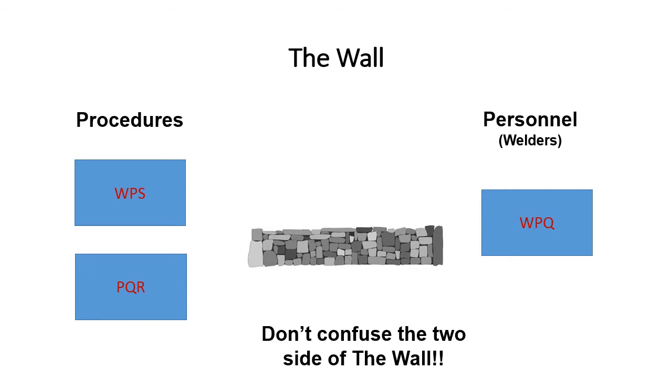A PQR has almost nothing to do with a WPQ, the Welder Performance Qualification Record, or a WPS. So you need to realize there's two separate sides to this welding universe, and don't cross-pollinate them or cross the streams. It's bad. So just make sure that you keep the procedures on one side, and when you're talking about procedures, you talk about procedures. And when you're dealing with personnel, you talk about personnel, and you just deal with personnel on that side. So the wall. Don't confuse the two sides of the wall.